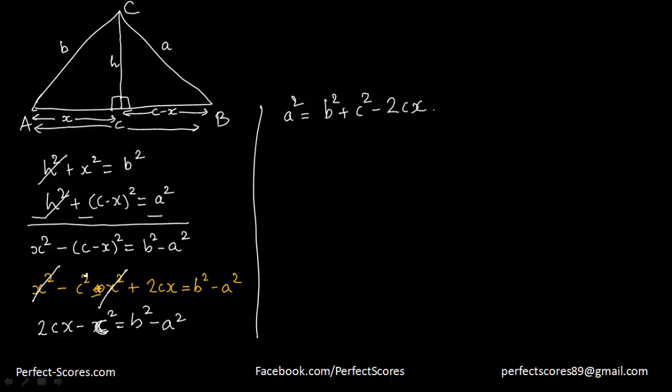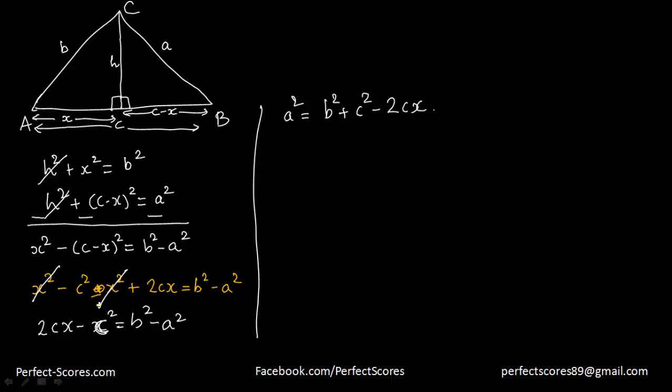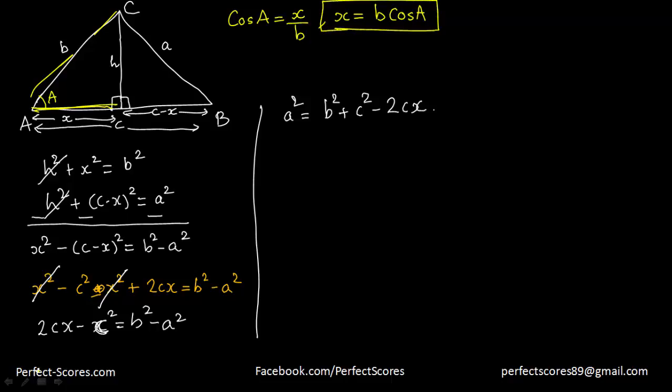Another thing you need to understand here is the relationship between b, X and A. If I talk about this triangle, you know the cosine of any angle. Let's suppose I want to talk about the cosine of A. Cosine of A is going to be equal to the base over the hypotenuse, that is X divided by b. So that means the value of X is equal to b cosine of A.